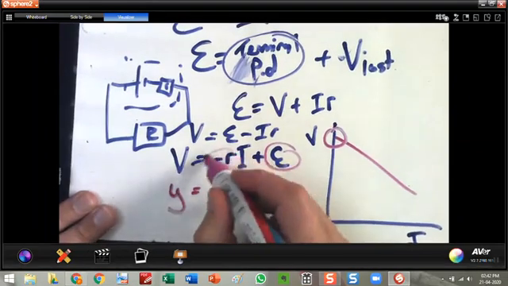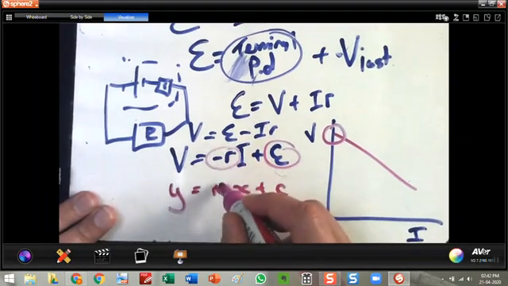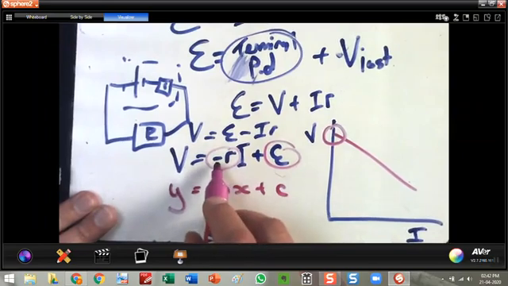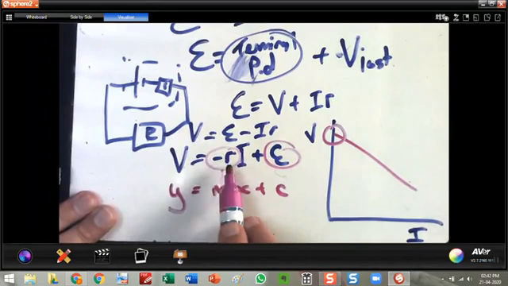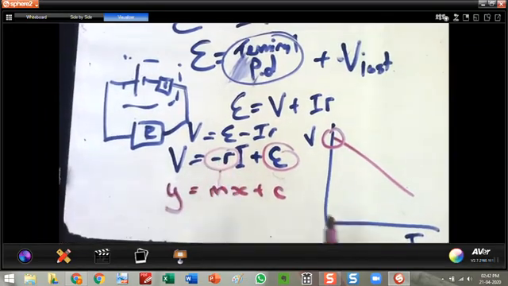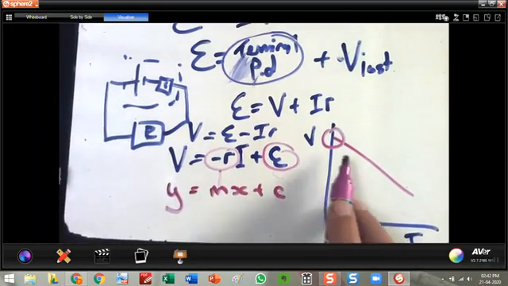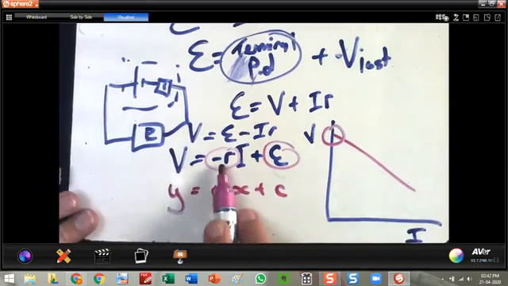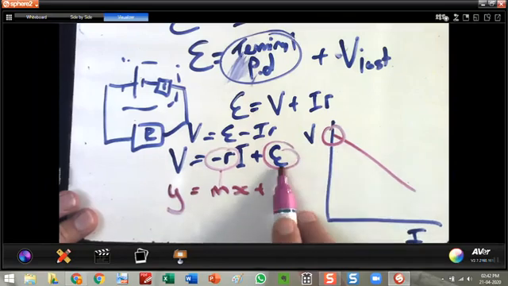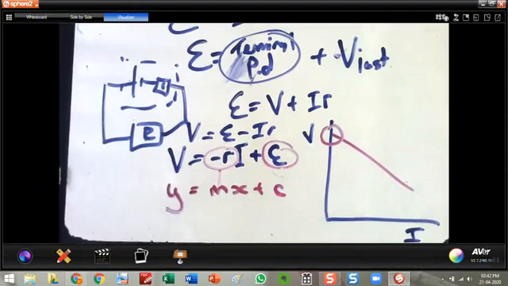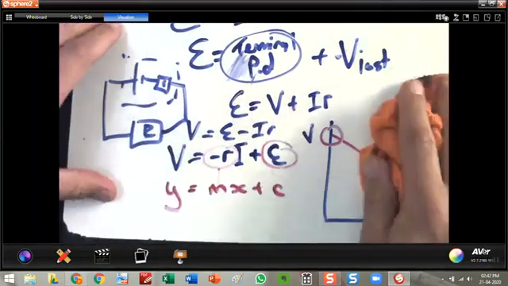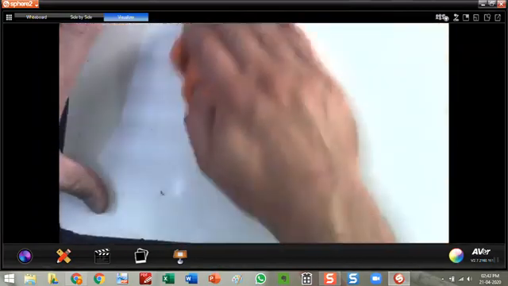The gradient is the negative of the internal resistance. Since this line is negative, if I plot a negative value in there, the negative times a negative gives me a positive internal resistance. So the gradient of this graph gives me the internal resistance, and the y-intercept gives us the EMF, and that's why we do the practical to get these two values. That is basically the concept behind the graph.